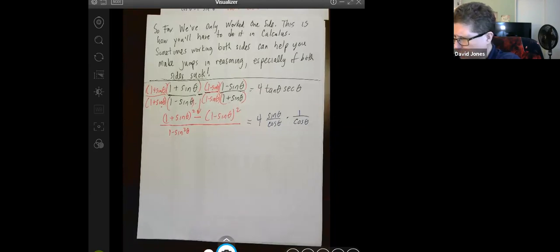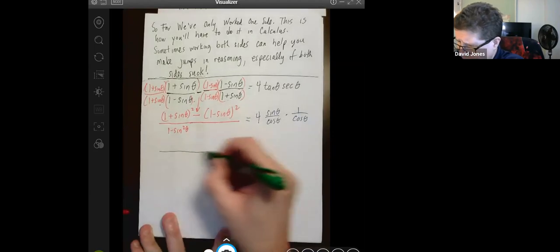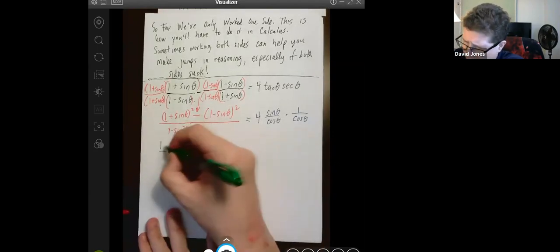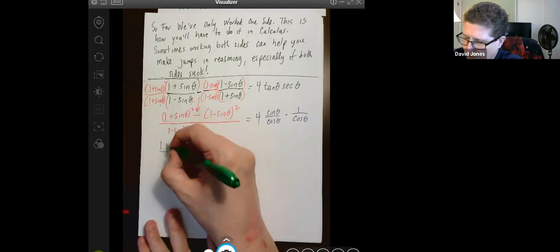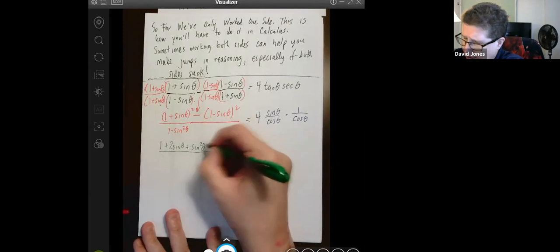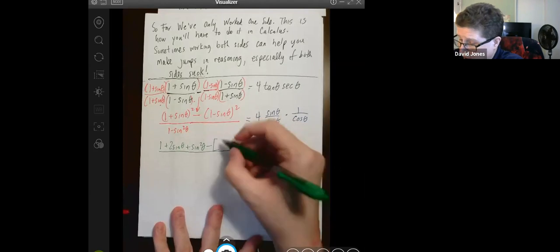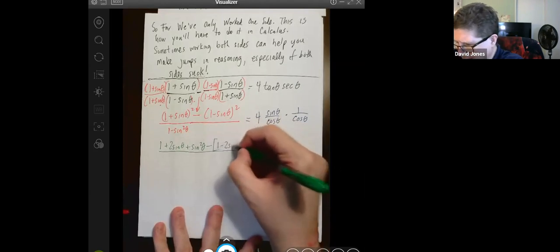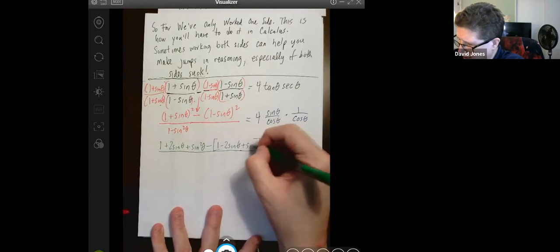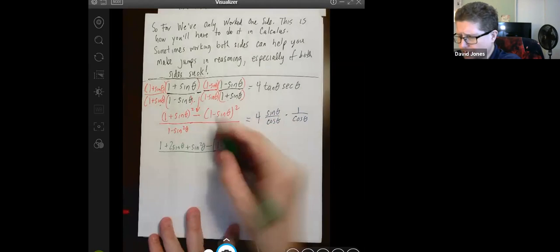And now, what can we do? Maybe distribute. Distribute on the left. So I've got 1. This is the algebra stuff. So we've got 1 plus 2 sine theta plus sine squared theta. And I'm going to say minus. I'm going to leave this all in parentheses because that minus is in everything. 1 minus 2 sine theta plus sine squared theta. The bottom we have an identity for. That's cosine squared theta.